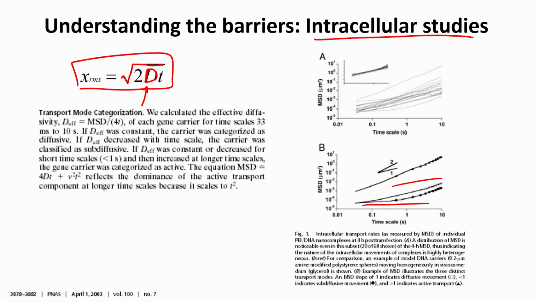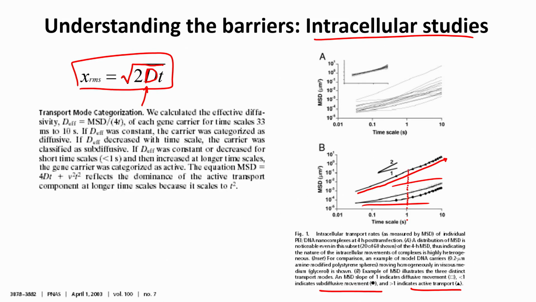If it is slow, it is subdiffusive, whereas if the slope is higher, that indicates active transport. If you have somewhat of an active transport, you see that the MSD, mean square displacement, is almost... Let us take the time of 1 second.